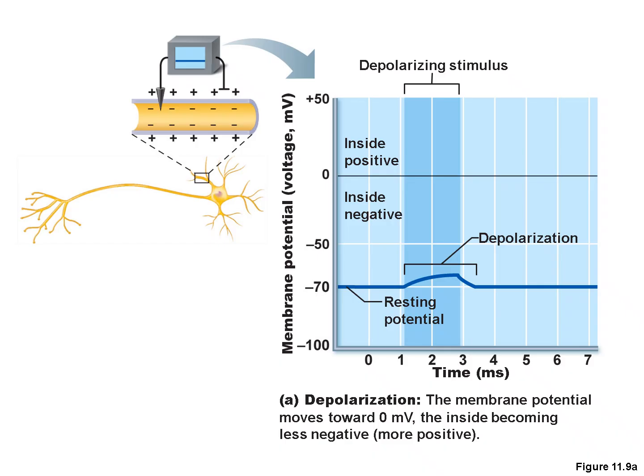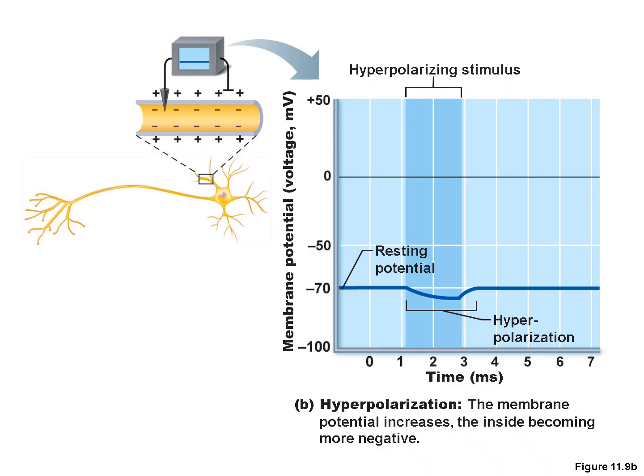Depolarization is a reduction in the membrane potential. The inside of the membrane becomes less negative, meaning that it moves closer to 0 mV. Even minor changes in polarity, such as a change in VR from -70 mV to -65 mV, is a depolarization. Conversely, when a stimulus causes the membrane potential to increase, meaning becoming more negative than VR, this is called hyperpolarization.